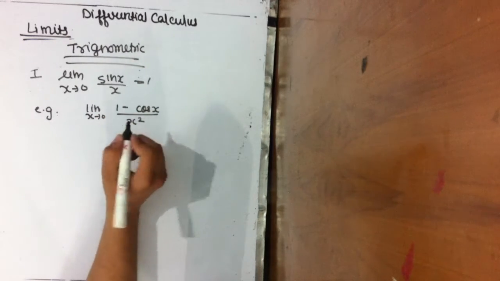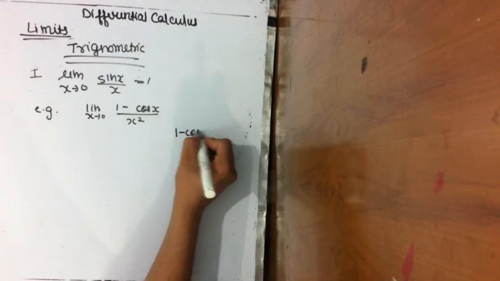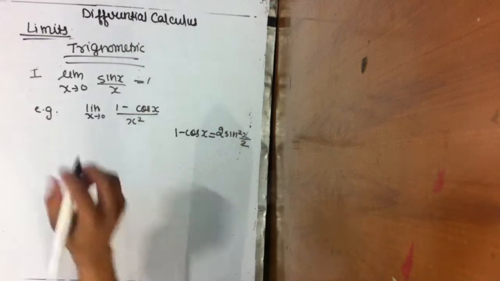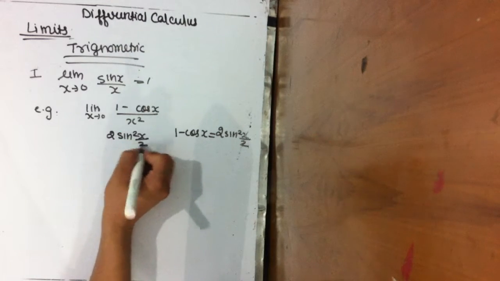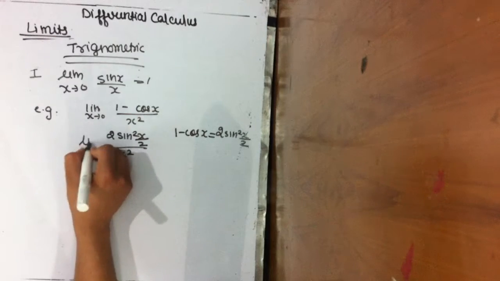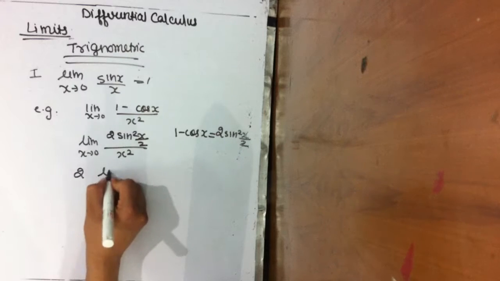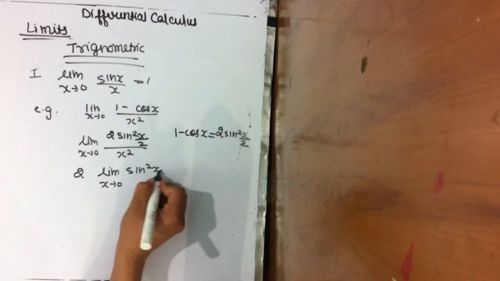Now moving on to a complex one, limit x approaches to 0, 1 minus cos x by x square. As already discussed in trigonometry, 1 minus cos x is equivalent to 2 sin square x by 2. So using this result, 2 sin square x by 2 divided by x square, limit x approaches to 0. 2 can be treated as common, forming limit x approaches to 0, sin square x by 2.